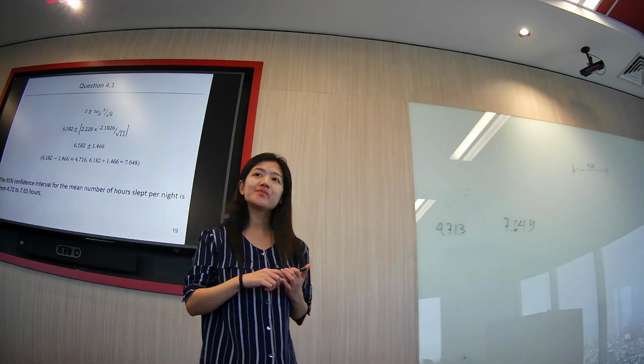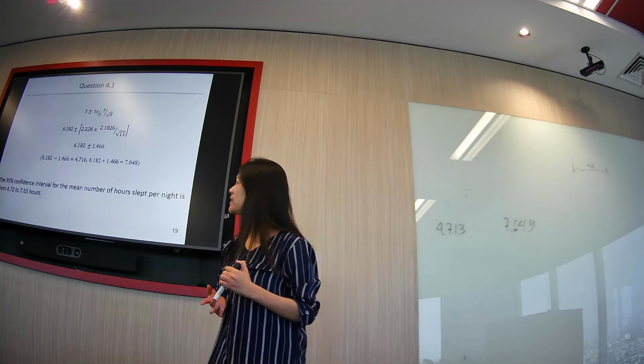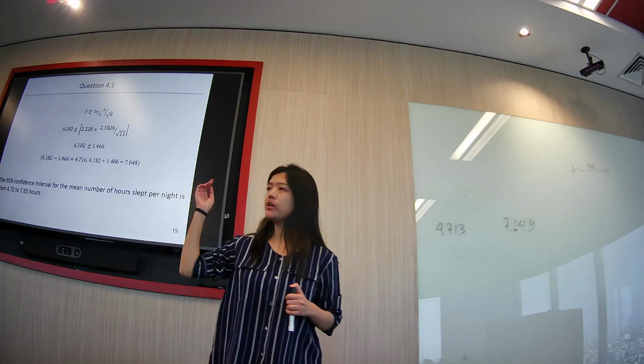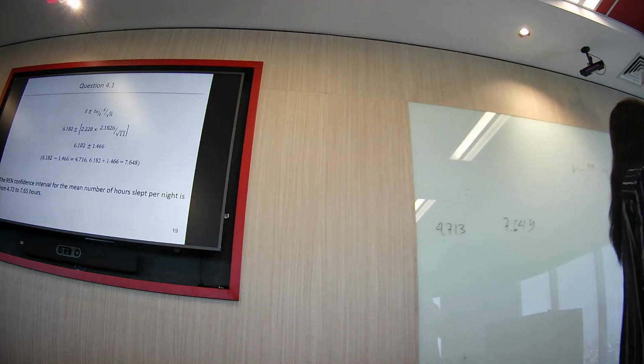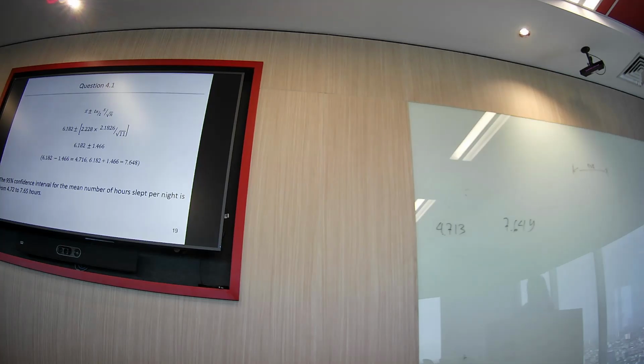Wait, so 2 or 3 decimal? Should be 3. We stick to 3, but I don't know why sometimes it's 4 or 2 decimal. It depends on this. But I think we stick to 3 is better. That's why I'm asking you to write them out, so I know the difference.